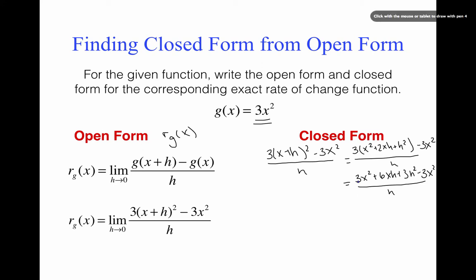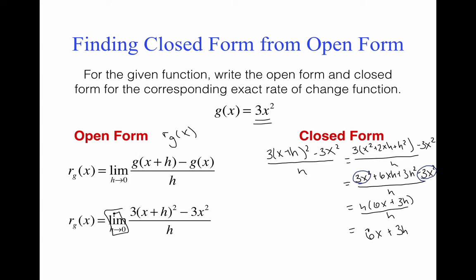And then I can observe that this term and this term subtract off. So then I'm left with these two terms in the numerator, and they both have an h. So I'm going to factor out an h, and I get 6x plus 3h all over h. And now h divided by h reduces to 1, so I just get 6x plus 3h. And so notice, I have done this without worrying about the limit over here, right?